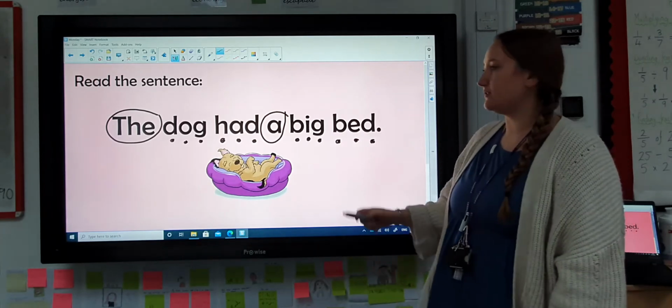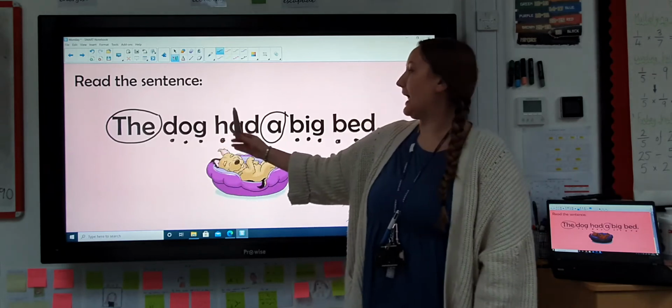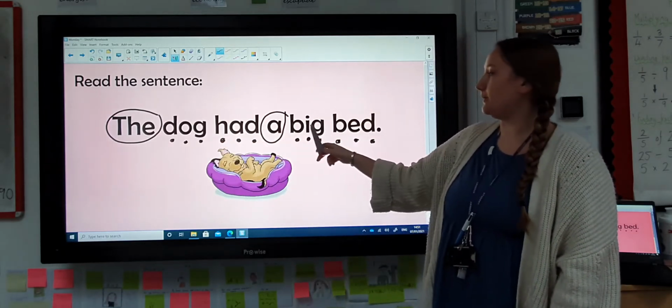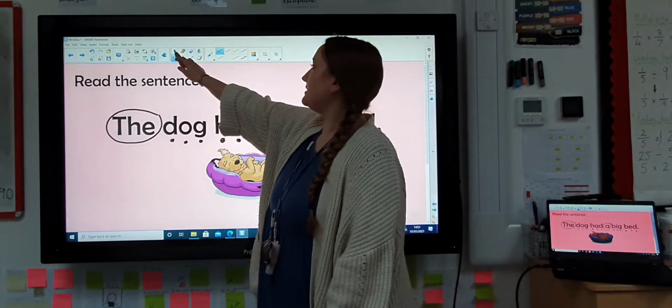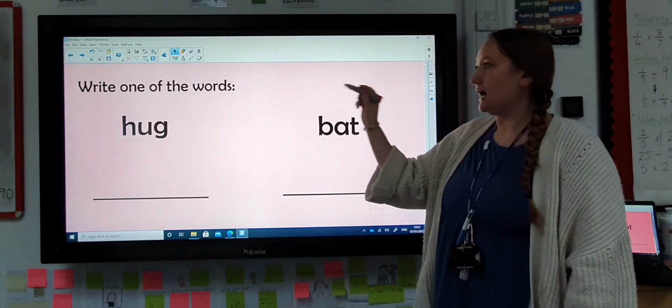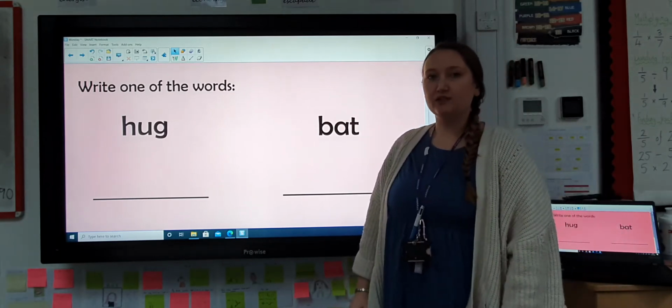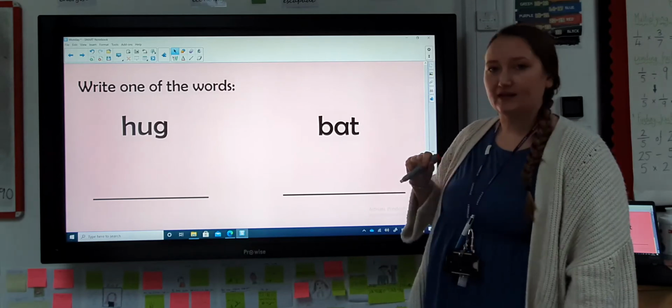We're going to say it all together, okay? So say it with me. The dog had a big bed. Well done. We have read the whole sentence. So now I would like you to write one of these words if you've got your pen and paper ready. So first of all, we need to know what they say, don't we?